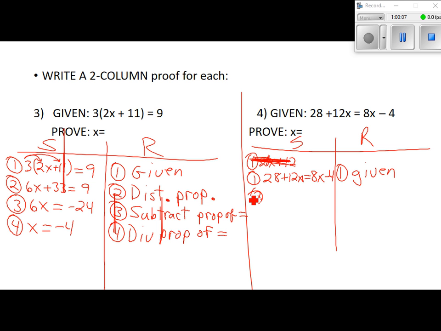It's the first thing we do here. Combine 12x. We want to get the 12x and the 8x together, right? Now, can we just say combine them? No, because they're on opposite sides, right? So we subtract what? 12.